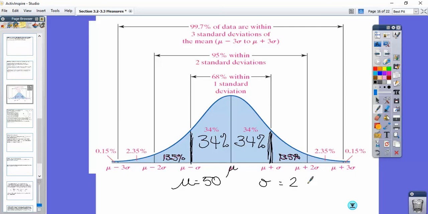It said 99.7 falls within 3 standard deviations. So we've already accounted for 95. If you subtract your 95 from 99.7, you get 4.7. Split that up into 2. So that's 2.35% falls in those windows.